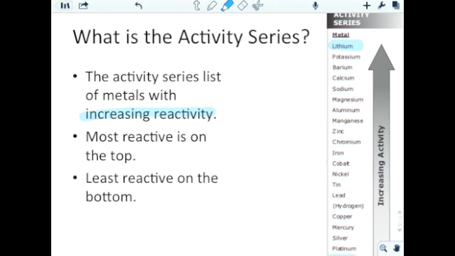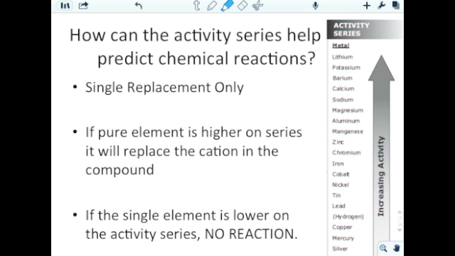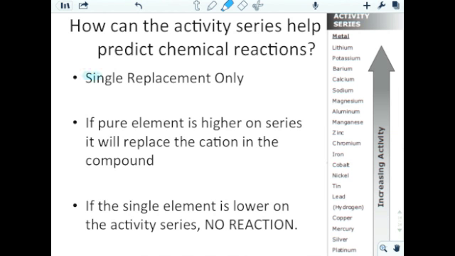So the most reactive is on the top, the least is on the bottom. The way it works is that when you have something on top, it likes to react more and will actually switch places with something that's below it. So how can the activity series help predict the chemical reaction? Remember, again, it's only for single replacement reactions. We don't use it for anything else.